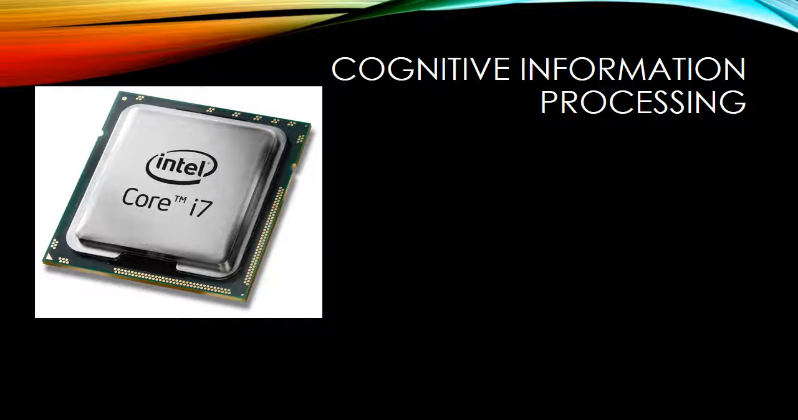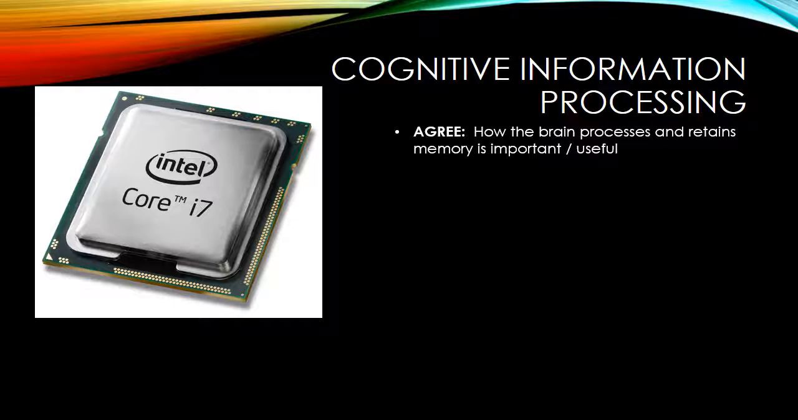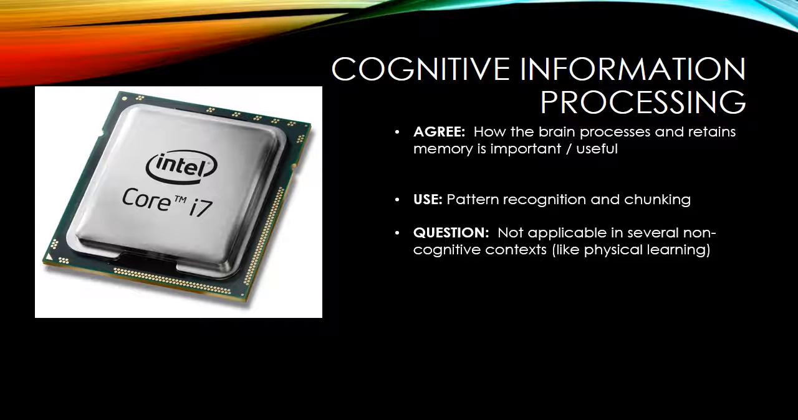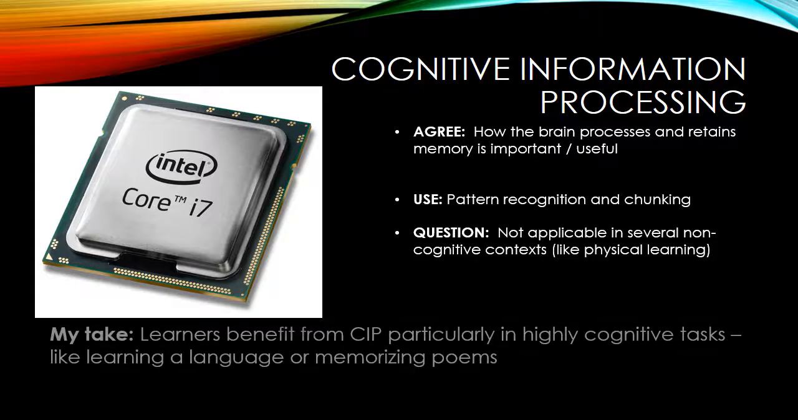Now, cognitive information processing, I have here a picture of an Intel Core i7 processor because really it's all about how the brain processes and retains memory. It's very important and useful, these facts about memory, and I think it's useful to use pattern recognition and chunking in particular from CIP. But I don't think it's applicable in lots of non-cognitive contexts, like, for example, physical learning, just not present there. So my take there is that learners benefit from CIP, particularly in highly cognitive tasks like learning a language or memorizing poems.